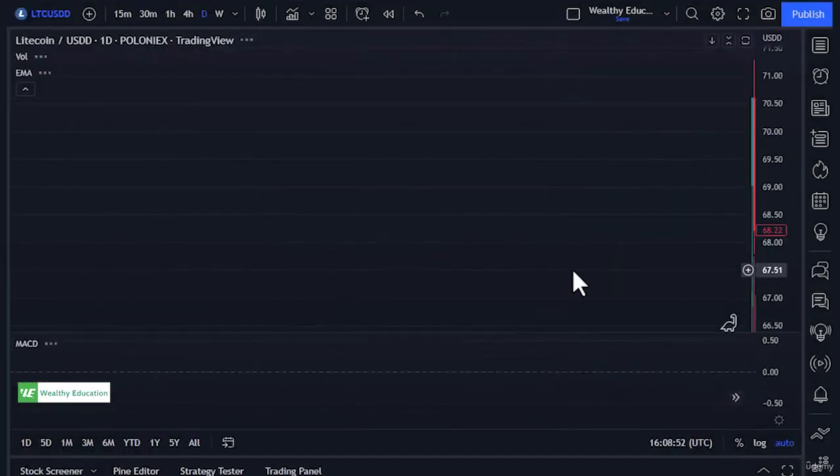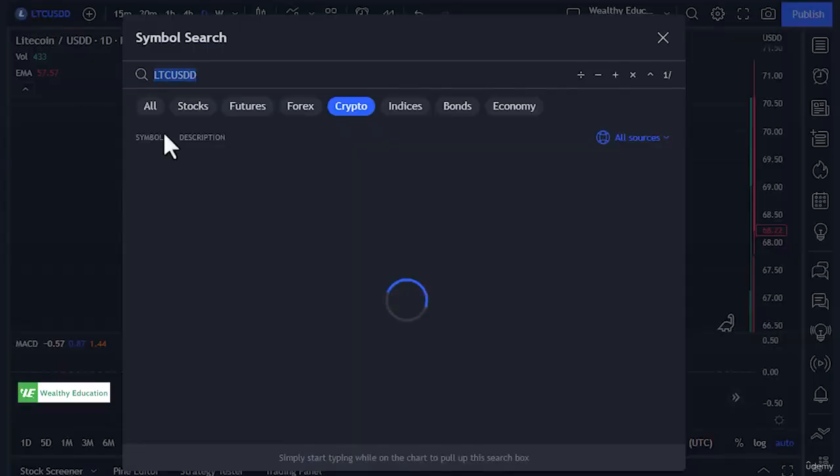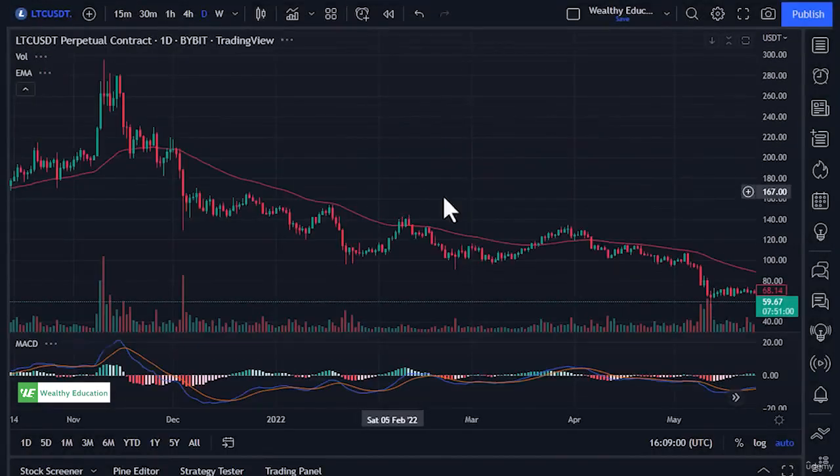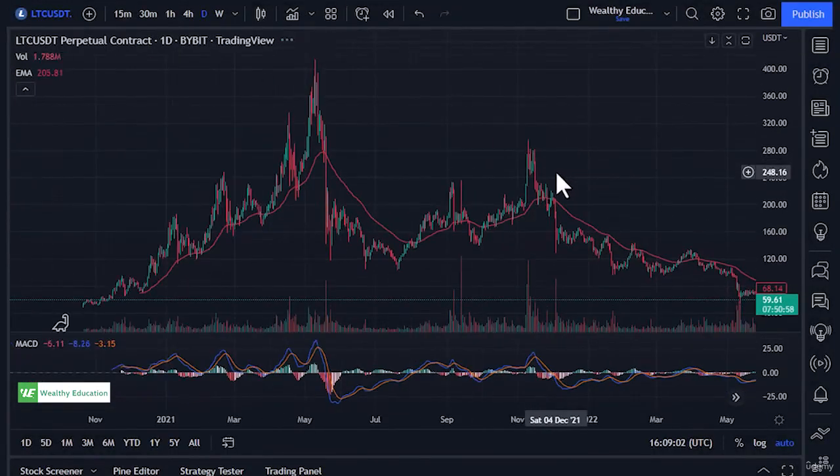Let's do Litecoin. Oh, there we go. Okay, so Litecoin rounded bottom, noisy, but it did get its target.